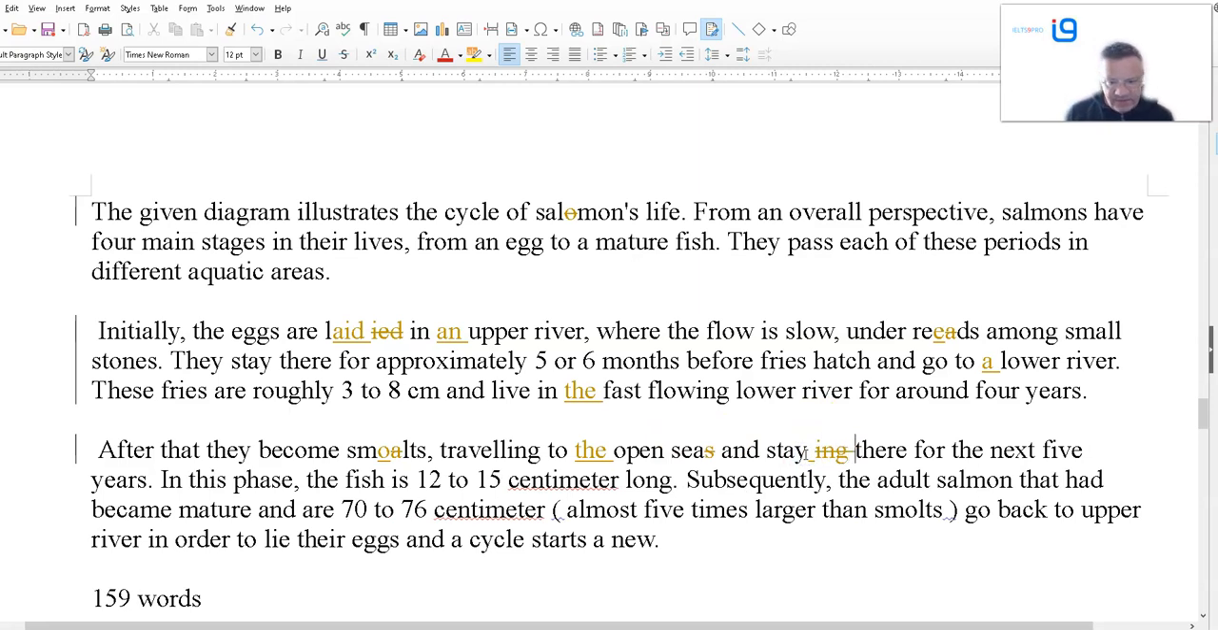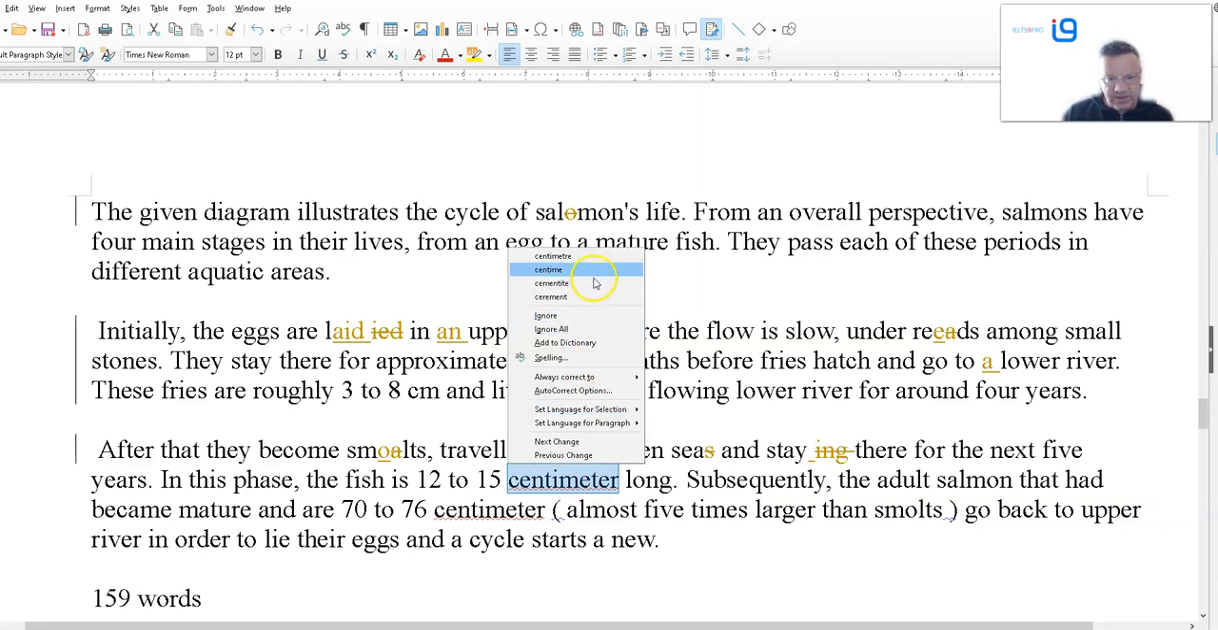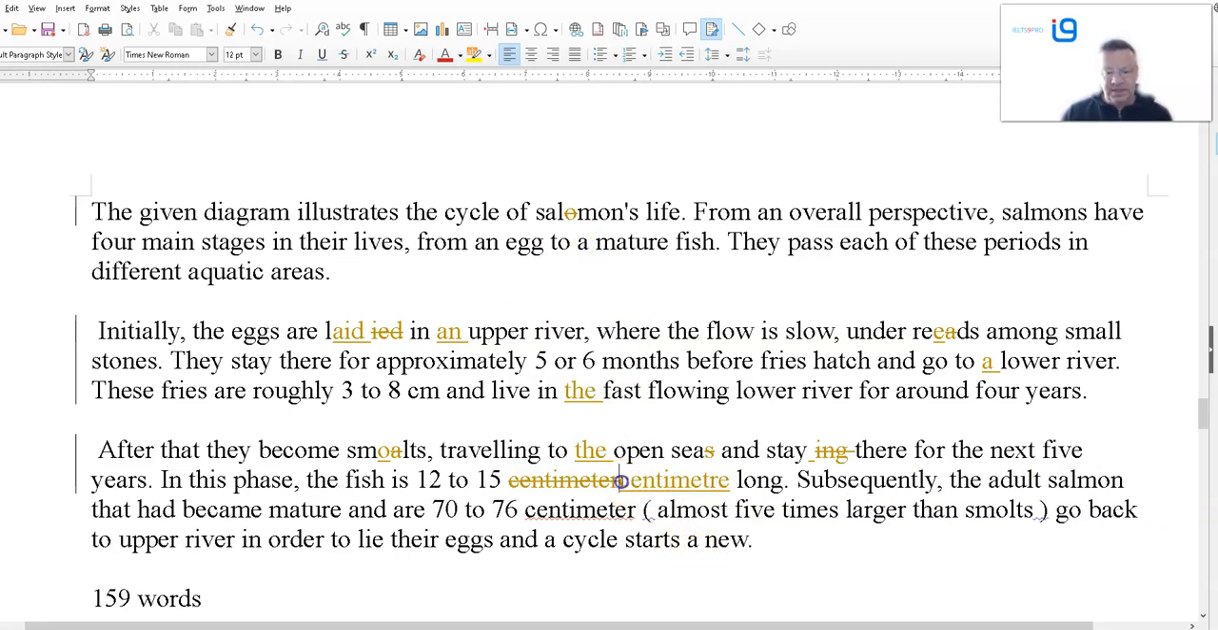In this phase, the fish is 12 centimeters long, so we usually spell it R-E, T-R-E. This is going to let me do it here, yeah. Centimeter, that's the UK one. Meter, M-E-T-R-E. American spelling is M-E-T-E-R. It doesn't matter really what you use, if it's English version, American version, just be consistent, but as this is my English version of the word, and I'm an Englishman. Meter, M-E-T-R-E. Something that had become mature.